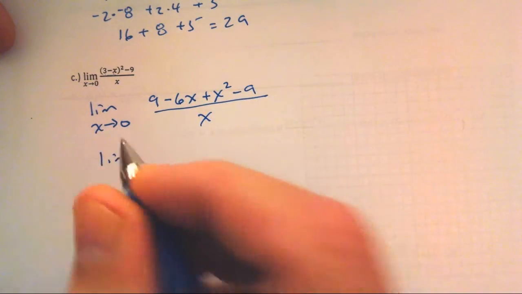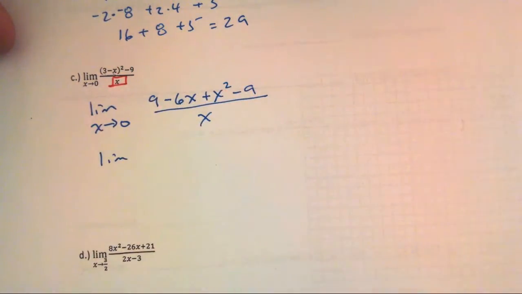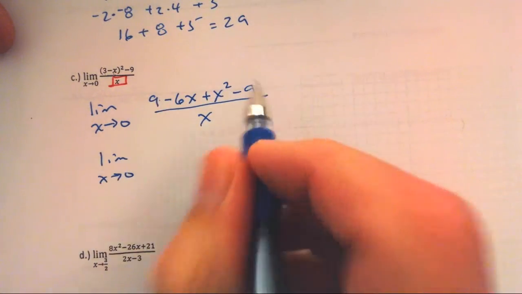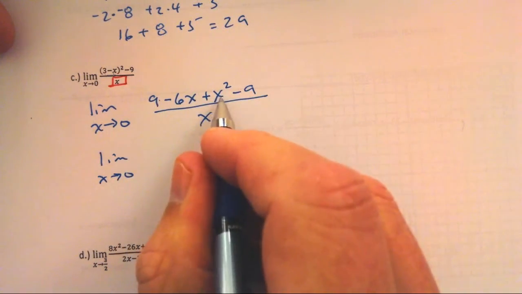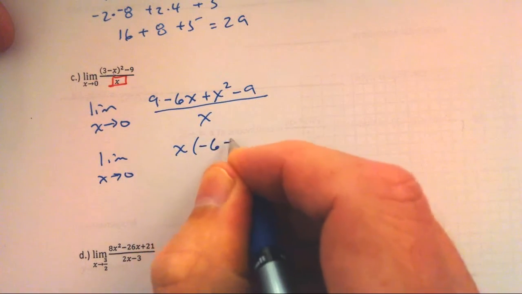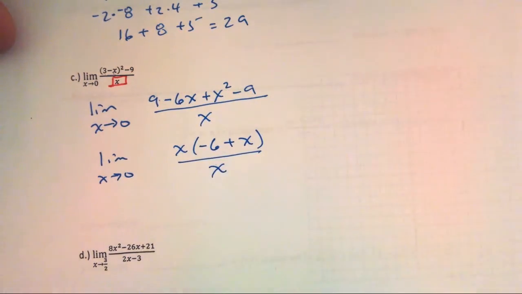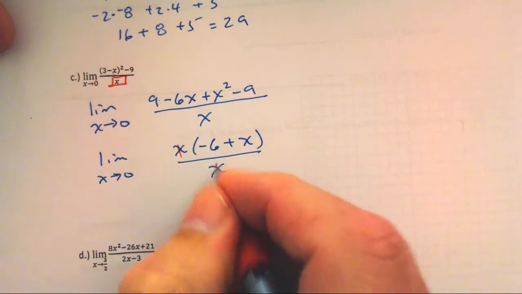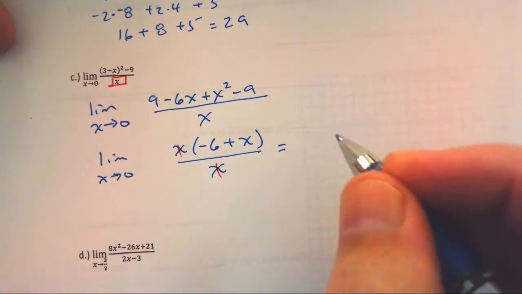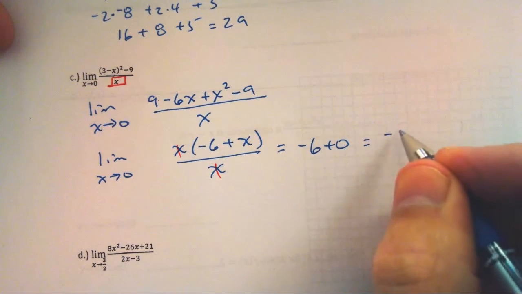And we're just hoping good things can happen. Our number one offender in this problem is this, so I'd like to be able to cancel that x. Limit as x approaches 0. 9's cancel. I get negative 6x plus x squared, or perhaps x times negative 6 plus x, all over x. And now I can cancel that offender, and I can direct substitute, and I get equals negative 6 plus 0, or negative 6.